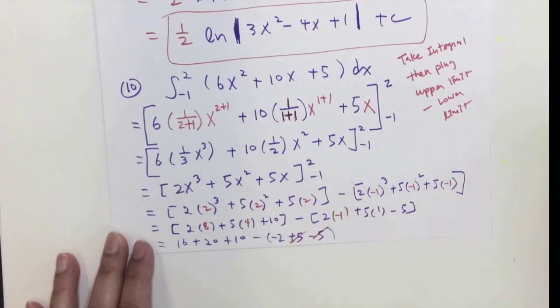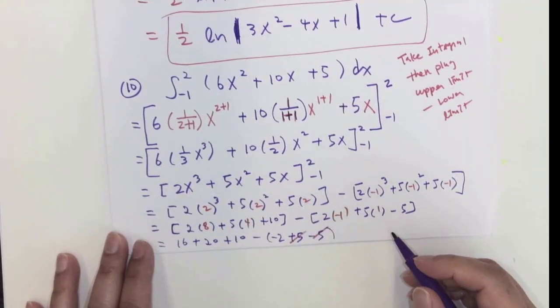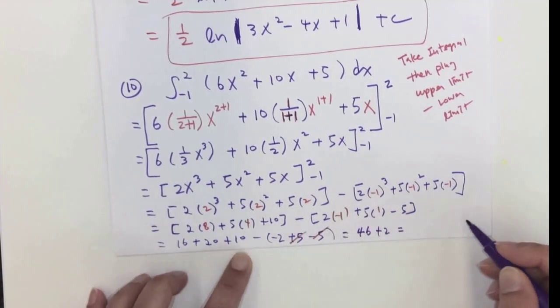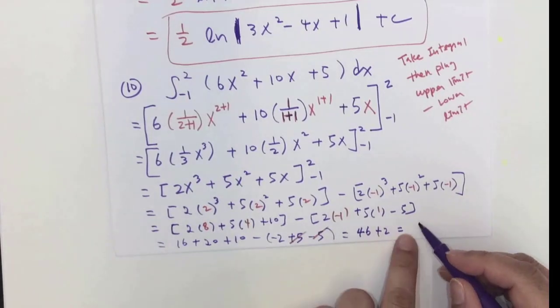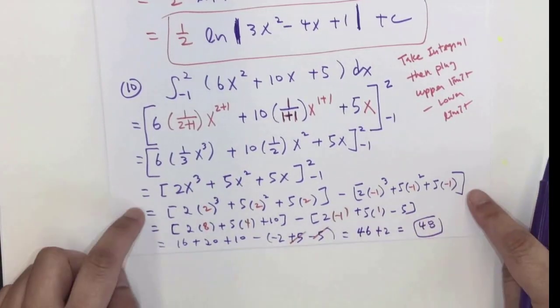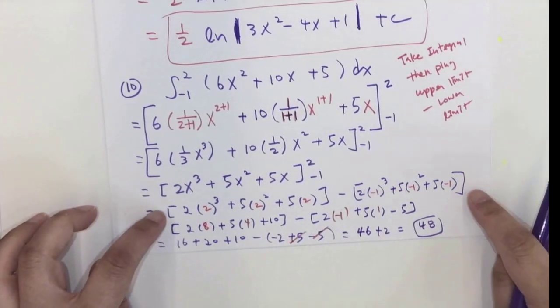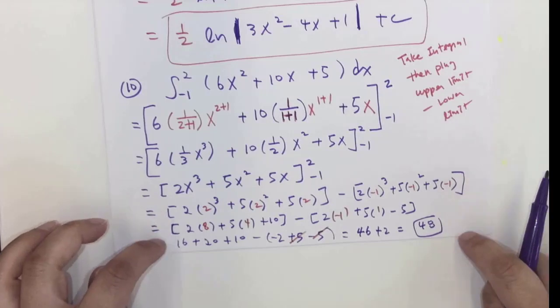So these two numbers cancel. We will get this few numbers added together is like 46 plus the 2 is 48. So this is just adding numbers together. So once you get to here, upper limit plug in, subtract the lower limit plug in, and get the number.